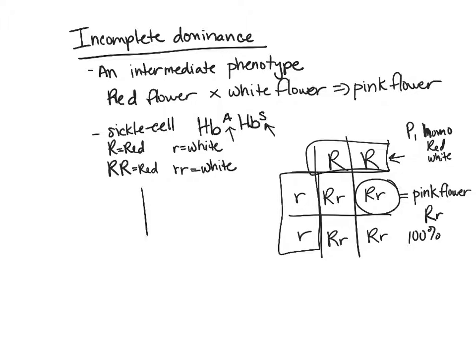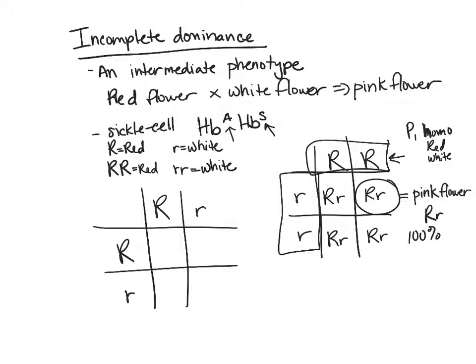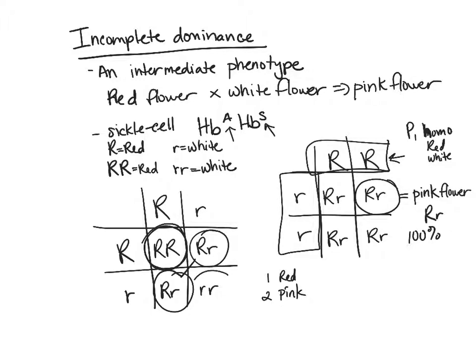Then, of course, if we cross that heterozygote with another heterozygote, so if we cross a pink flower with a pink flower, what we see in this case, if we do our simple Punnett square, is we get one red flower, we get two pink, and one white.